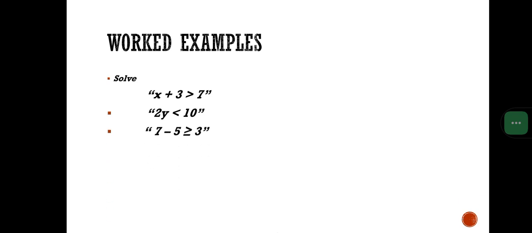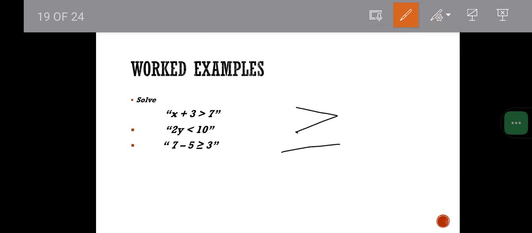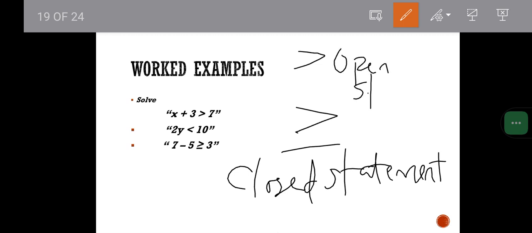It says 7 minus 5 is greater than or equal to 3. Now, whenever we have an equation such as this, greater than or equal to is trying to tell us one thing. It's telling us that it is a closed statement. When you do not have the sign beneath, it is an open statement. So we have closed statements, and we also have open statements.